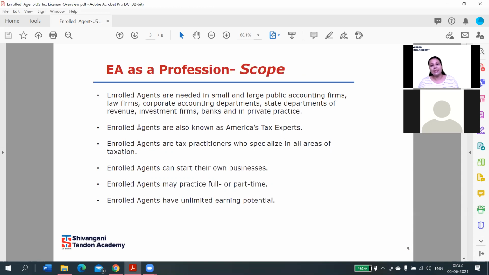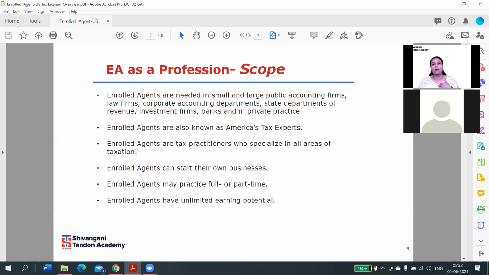The third task is representing your client, replying to the notices. Each task gets you paid differently, and representation is highly paid, because there you directly deal with IRS people or attorneys. That is why it has unlimited earning potential. You may practice full-time or part-time.